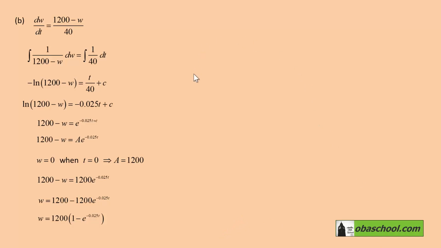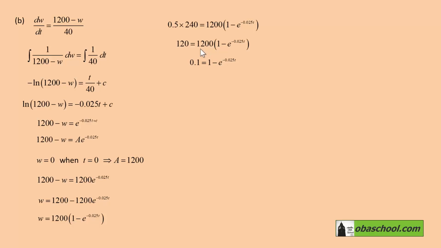Now we're interested in when the concentration in the tank reaches 0.5 grams per litre. So remember that the tank is 240 litres. That means the total weight, W, would be 0.5 times 240. And we just need to solve this equation. So 120 is 1,200 times (1 take away e to the negative 0.025t).